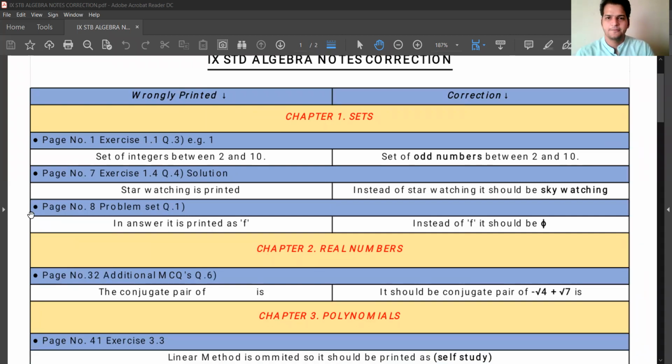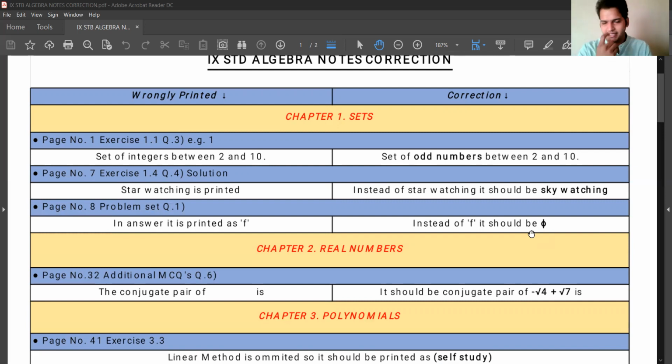Following to the next correction, page number 8, problem set number 1, question number 1. In the answer, there is an alphabet printed F, but instead of F, it should be the sign of null set, that is PHI, phi. It should be the sign of null set instead of the alphabet F. So these are the corrections of chapter number 1, set.